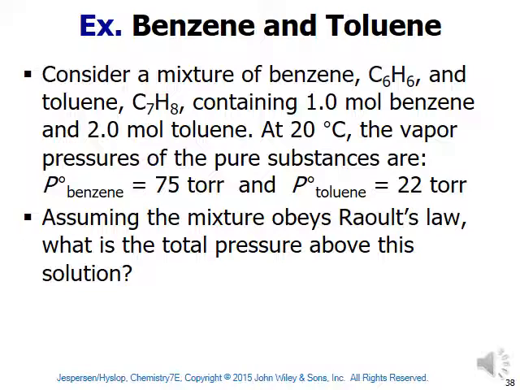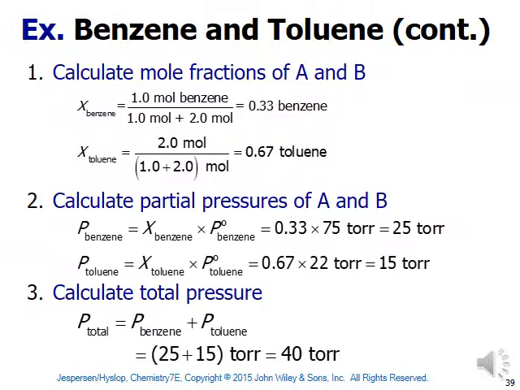So let's do an example. Let's say I have a mixture of benzene and toluene, which are both volatile, which means they evaporate readily. You have 1 mole of benzene and 2 moles of toluene. The vapor pressures of the pure substances are 75 and 22. What is the total pressure of the solution? Okay, so figure out, first of all, the mole fractions. You don't have to do anything fancy. It's 0.33 and 0.67.